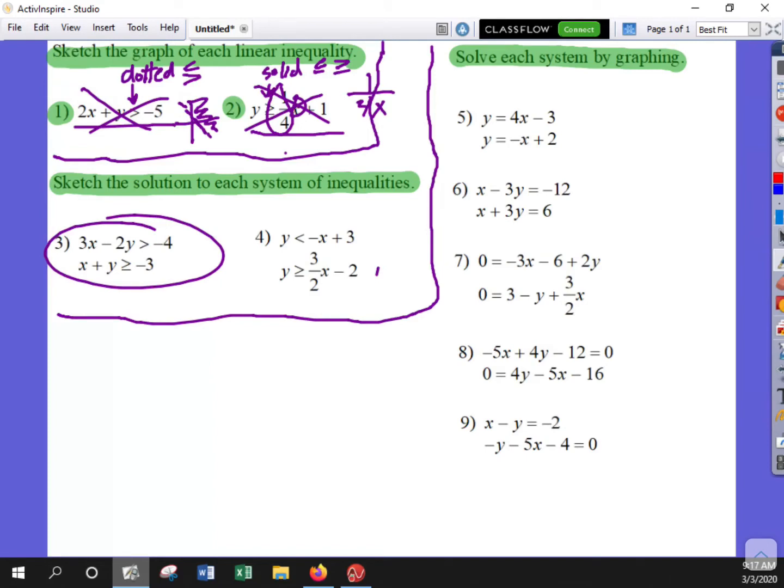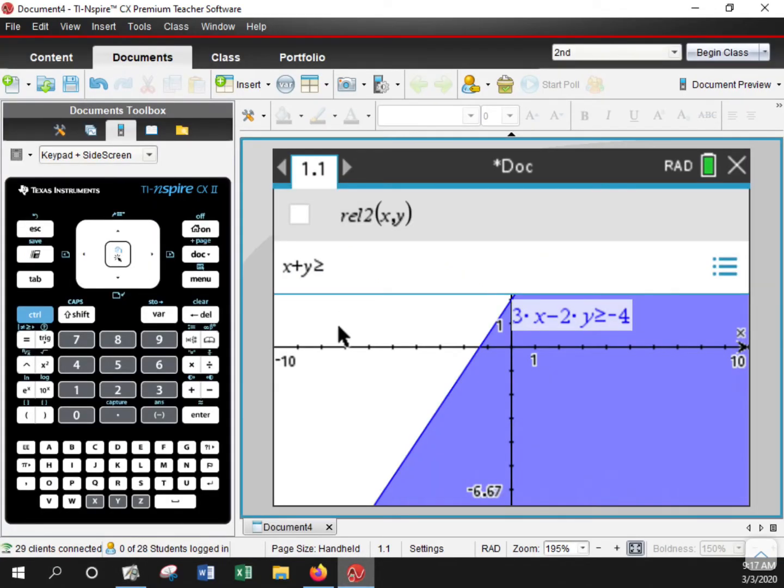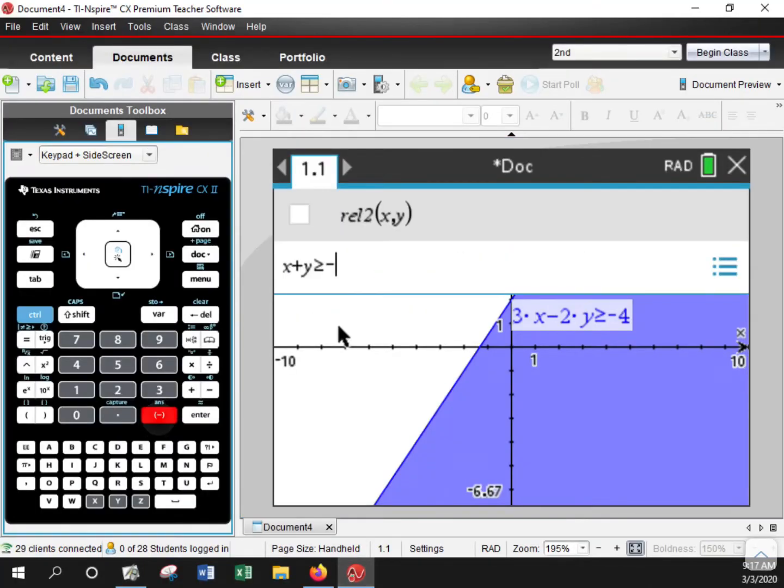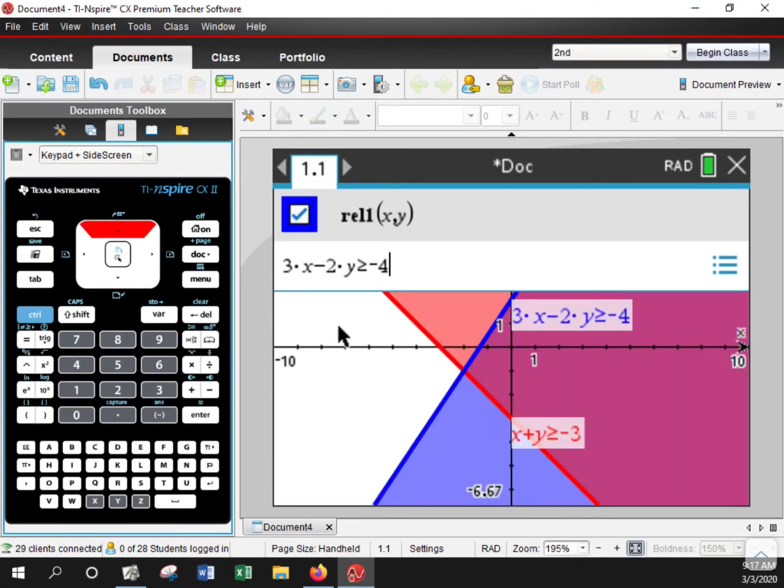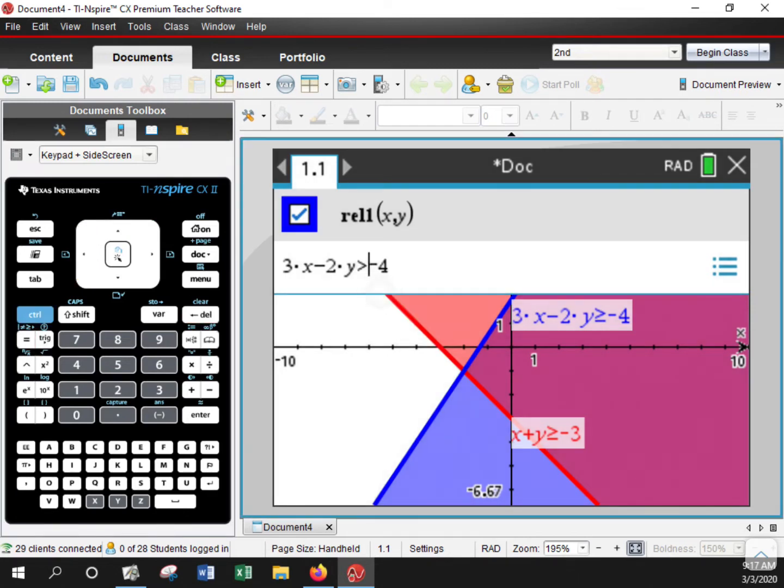-3. Oh, the other one was just greater than, huh? Great, I can fix that. Greater than or equal to, was it -3? Sorry, got distracted. This one was actually just greater than. Glad we caught that mistake. There we go.